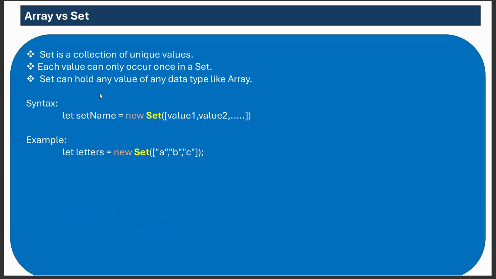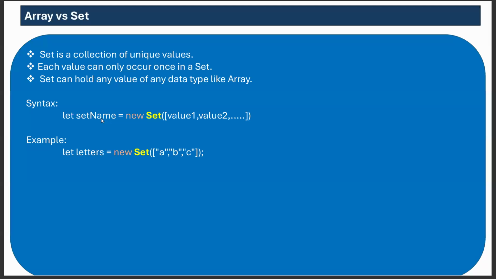I summarized the last two slides for you: array versus set, and object and map. Can anyone give me a one-line difference? How is a set different from an array? Unique values. Correct. An array can hold duplicates, whereas a set cannot. And how is a map different from an object? Map can remember the position, sir.